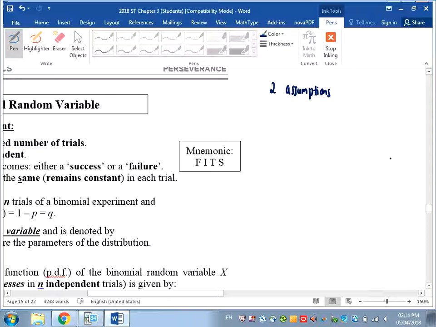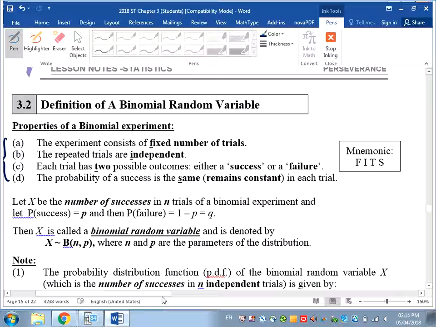Okay, so two assumptions. Normally, the question will ask for either one assumption or two assumptions. So we look at the four conditions. Which one do you think is obvious? The obvious one we don't need to state. Usually, A and C are the obvious ones. From the question, you can immediately see there are two outcomes. You can immediately see the number of trials. So when the question asks for assumptions, do not state these two.